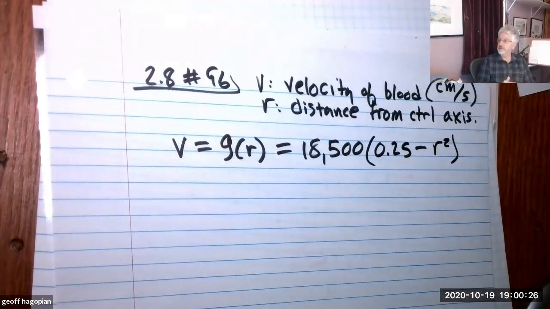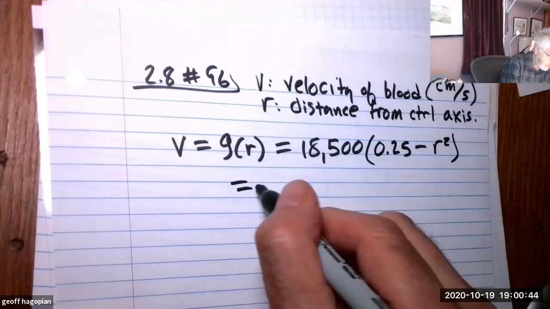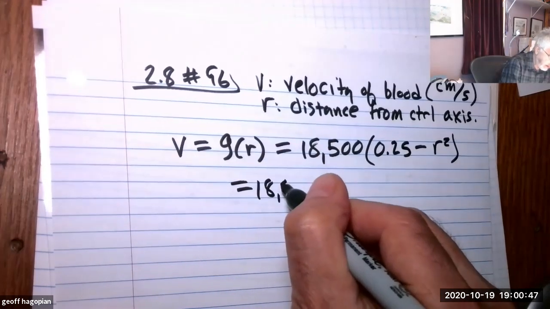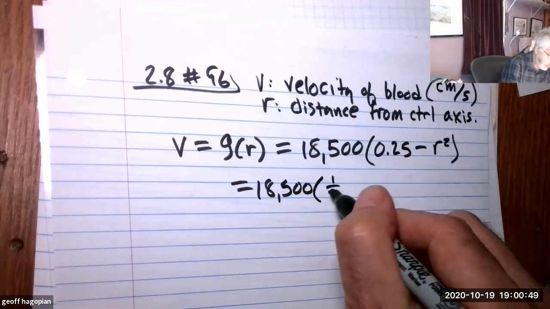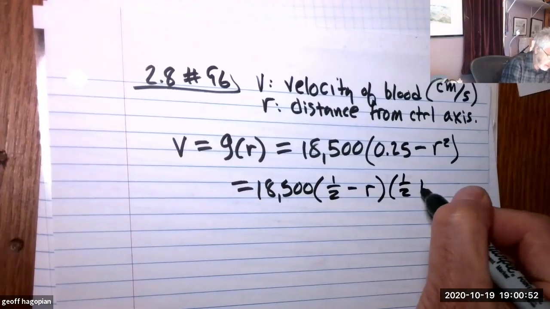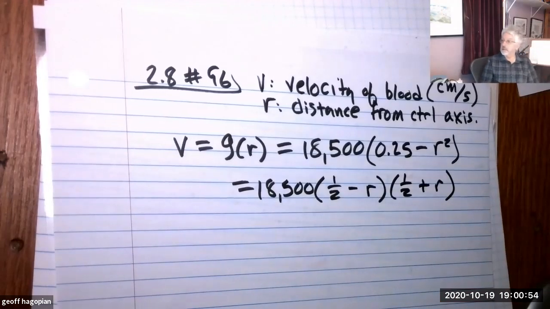Okay, so this is different from Torricelli's law, because in Torricelli's law, we have the square of the difference. Here we have a difference of squares. You see that? A quarter is the square of a half, and r squared is the square of r, right? So we could write this in factored form. 18,500, and you'd have 1/2 minus r times 1/2 plus r. Yeah, 1/2 squared is a quarter, which is 25 hundredths, or 0.25. And then the opposite terms cancel out.